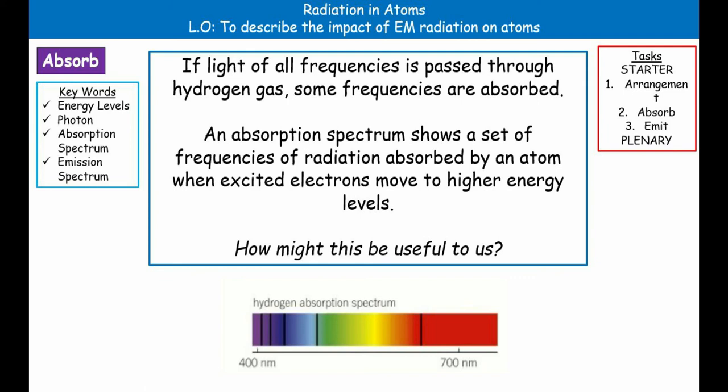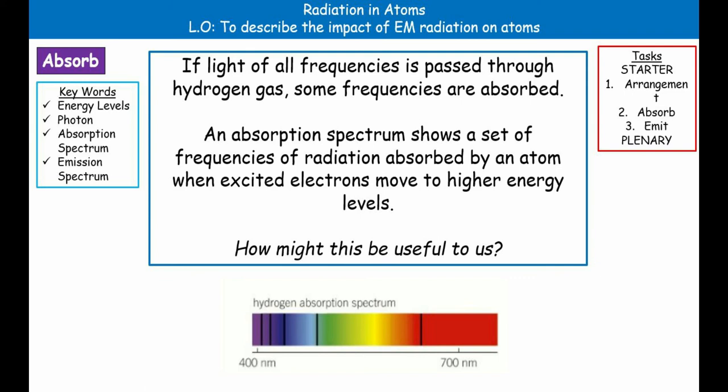So it will be those photons that give the right amount of energy to move an electron from one energy level to another. They're the ones that are going to be absorbed here. And what we will generate, if we look at the light that's then coming out the other side of that hydrogen gas, is something called an absorption spectrum.